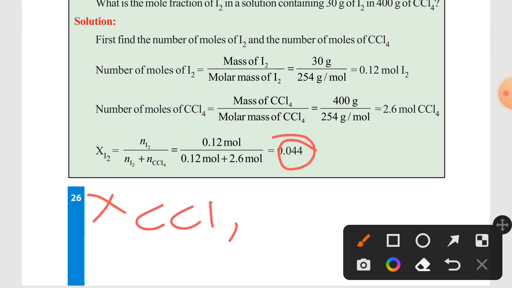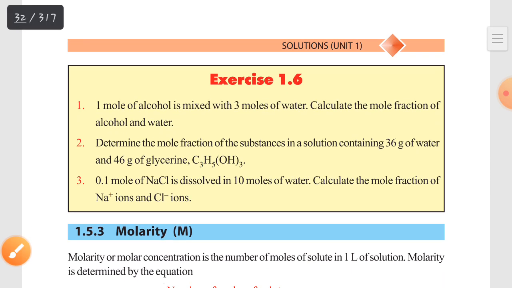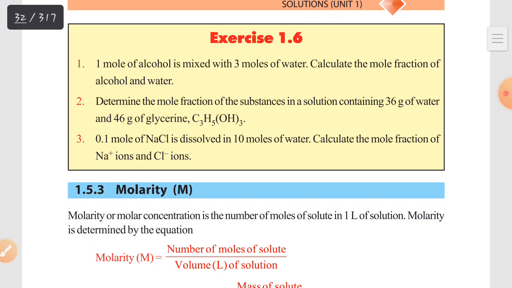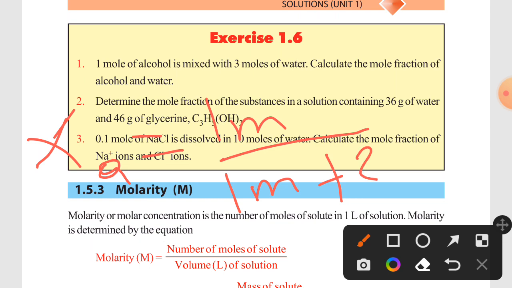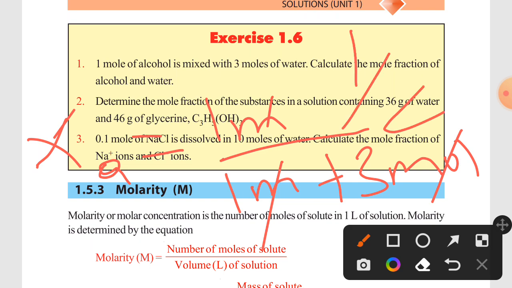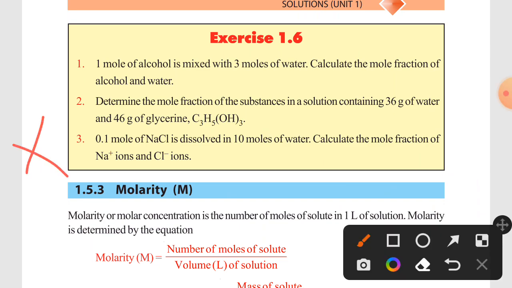Okay. 1 mole of alcohol is mixed with 3 moles of water. Calculate the mole fraction of alcohol and water. This is so simple. Mole fraction of alcohol, when we look for it, is equal to the number of moles of alcohol, which is 1 mole, over 1 mole plus 3 moles. Mole fraction of water is likewise: water is equal to 3 over 4.